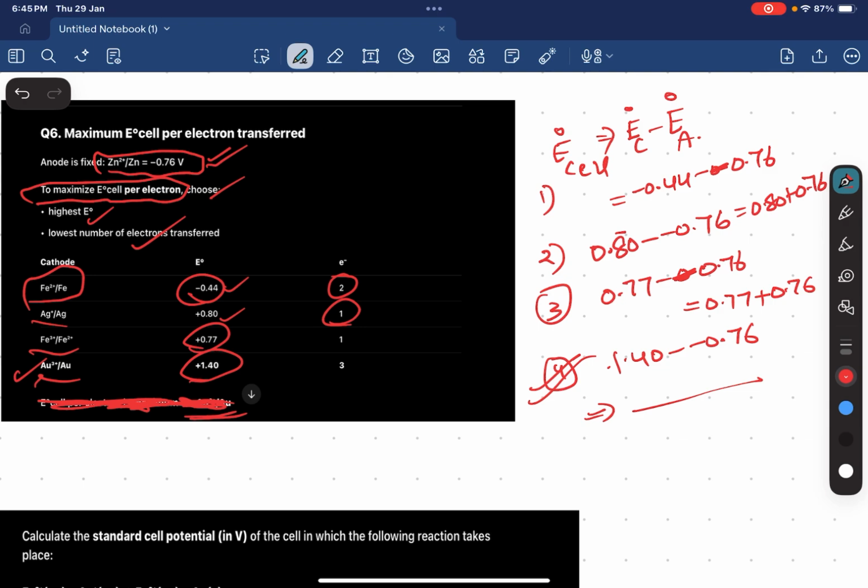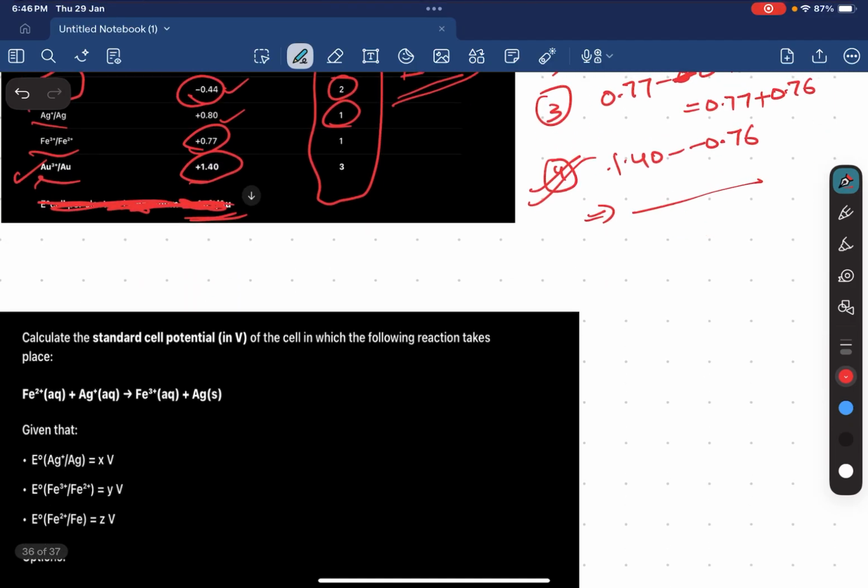Here they are asking per electron, but still the E naught value doesn't depend on the number of electrons exchanged, because it is a non-additive property. So delta G naught depends, not E naught cell. So that answer is the fourth option, students.